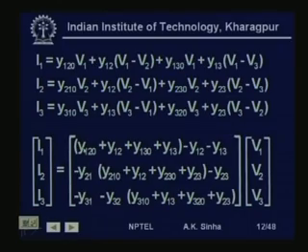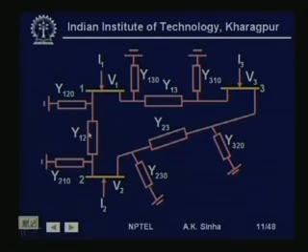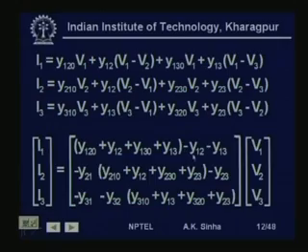What are the off diagonal elements? This Y 1 2 element for this matrix is nothing but the negative of the value of the element which is connected between bus 1 and 2. Between bus 1 and 2, what we have connected is this small y 1 2. So, negative of small y 1 2 is basically our capital Y 1 2, which is the Y bus element. Similarly, off diagonal elements are nothing but the negative of the admittance of the element connected between those bus bars.